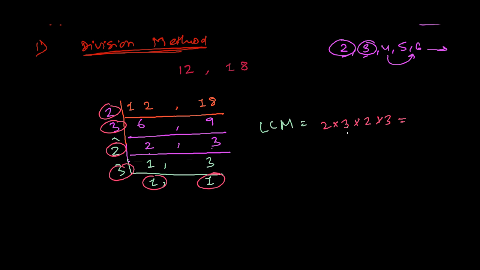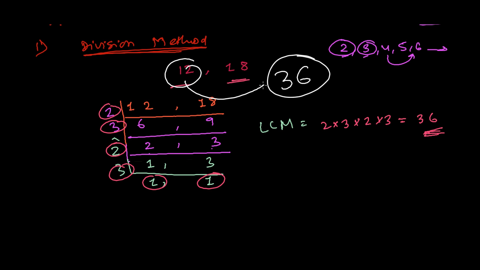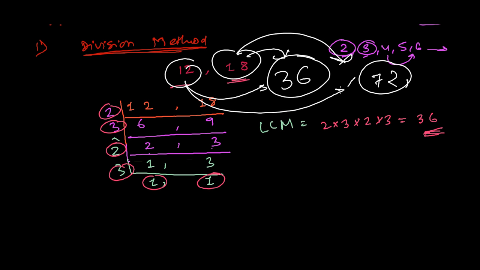So 2 times 3, that's 6, 6 times 2, that is 12, and 12 times 3, that is 36. So the LCM of 12 and 18 is 36. From here we should understand that 36 is the first number that 12 can divide and 18 can also divide, and the second number will be the multiple of 36, 72. So 72 is the second number that 18 can divide and 12 can also divide.